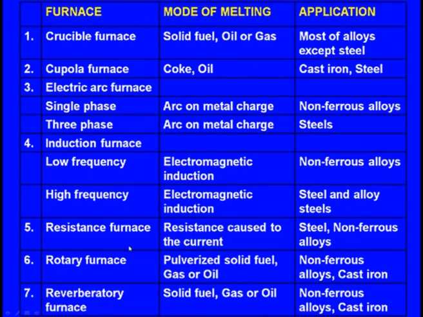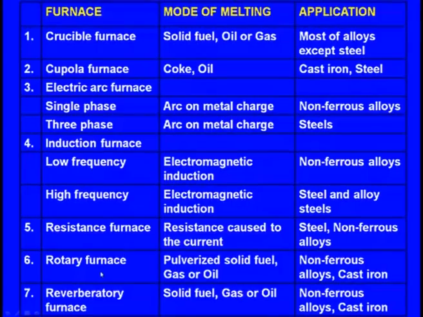Next one, resistance furnace is there. Its mode of melting is resistance to the flow of current, and what are the applications? It can be used to melt steel and non ferrous alloys. And next one is the rotary furnace. What is the mode of melting? By burning pulverized solid fuel, gas or oil, and this can be used to melt non ferrous alloys and cast iron. Next one, reverberatory furnace. What is the mode of melting? Solid fuel, gas or oil, and this can be used to melt non ferrous alloys and cast iron.